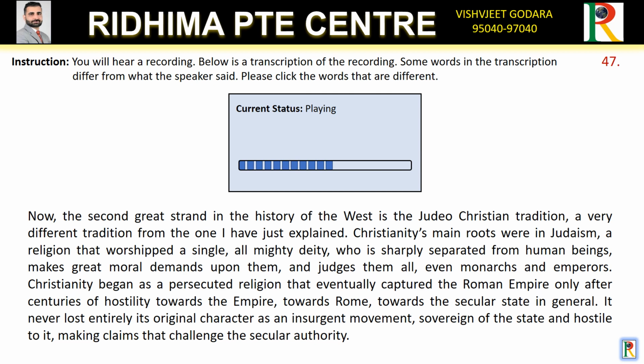Christianity began as a persecuted religion that ultimately captured the Roman Empire only after centuries of hostility towards the empire, towards Rome, towards the secular state in general. And it never lost entirely its original character as an insurgent movement, independent of the state and hostile to it, making claims that challenged the secular authority.